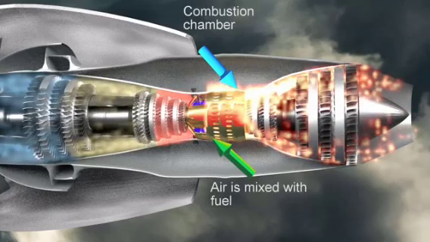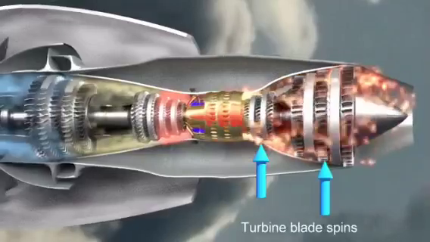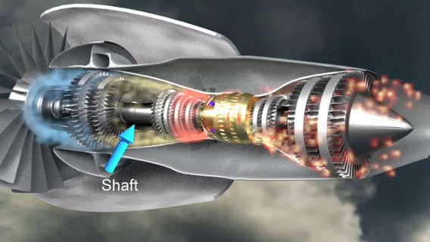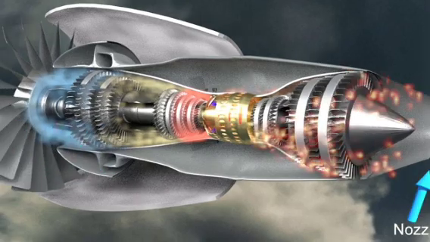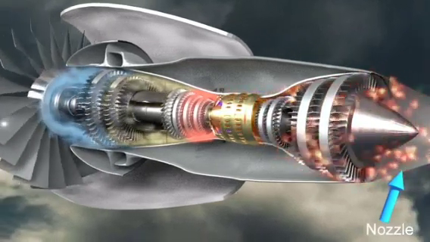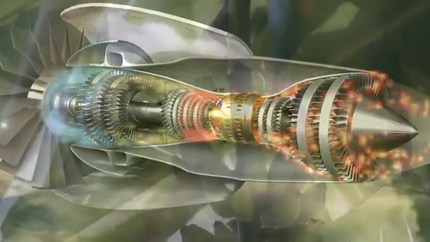The exhaust gases rush past a set of turbine blades, causing them to spin. The turbines are linked by a shaft to turn the blades in the compressor and to spin the intake fan at the front. The exhaust gases, before going into the atmosphere, pass through a nozzle where they accelerate backward, and the engine and aircraft are thrust forward.